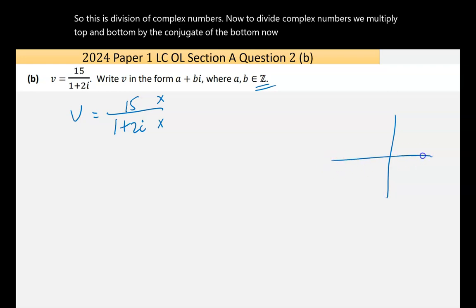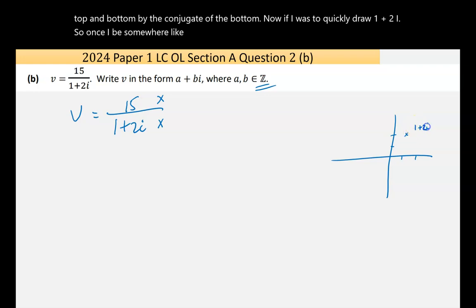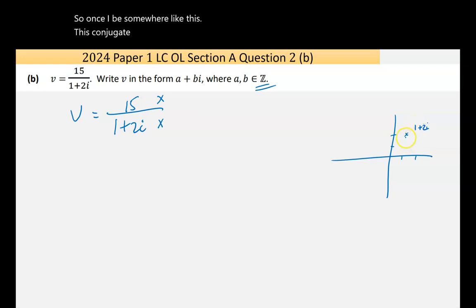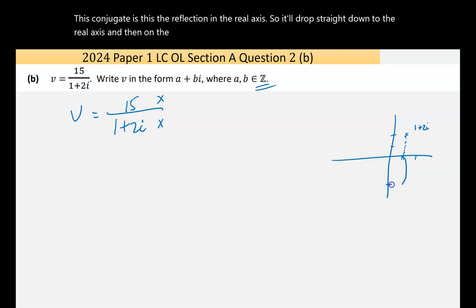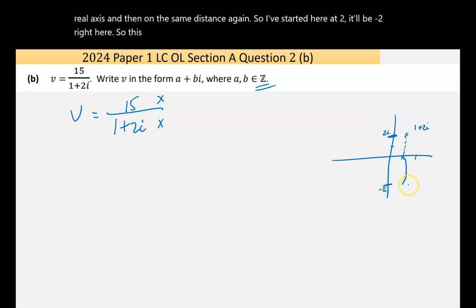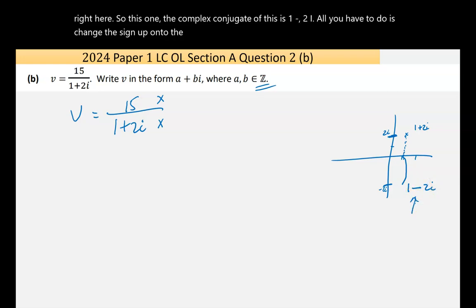Now if I was to quickly draw 1 plus 2i, so 1 plus 2i, somewhere like this. Its conjugate is the reflection in the real axis. So it'll drop straight down to the real axis and then on the same distance again. So it started here at 2, it'll be minus 2i here. So the complex conjugate of this is 1 minus 2i. All you have to do is change the sign in front of the i. This is a quick way of always finding the complex conjugate.